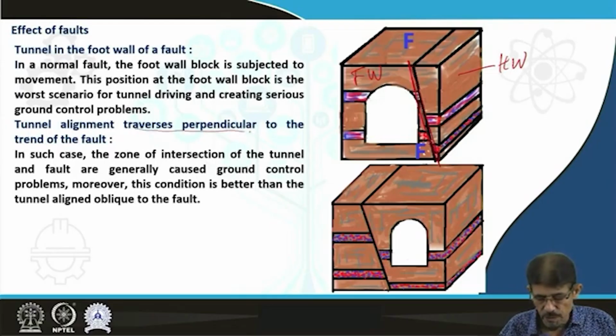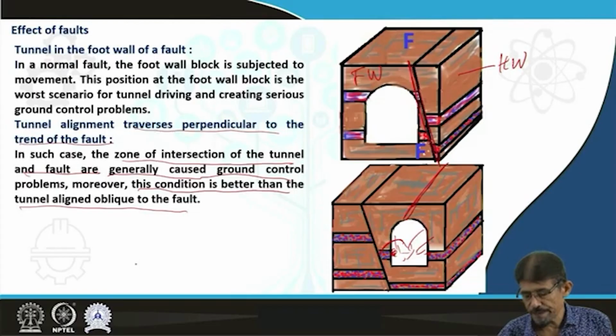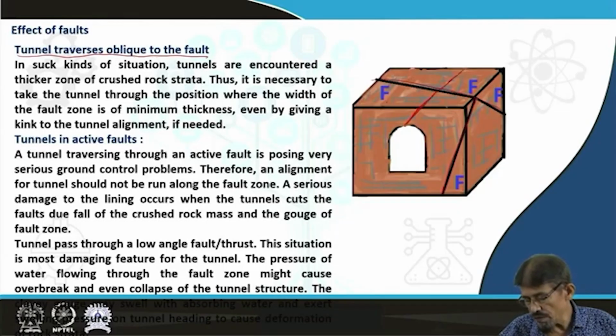Tunnel alignment traverses perpendicular to the trend of the fault in this way. Then in such a situation, the zone of intersection of tunnels and faults is generally called a ground control problem. This material is going to fall inside this, and in this way it is going to create a lot of problems. Moreover, this condition is better than the tunnel lying oblique to the fault in the previous situation. And the tunnel traverses oblique to the fault, here you can see this tunnel axis oblique to the fault, two tunnels traversed by two faults.